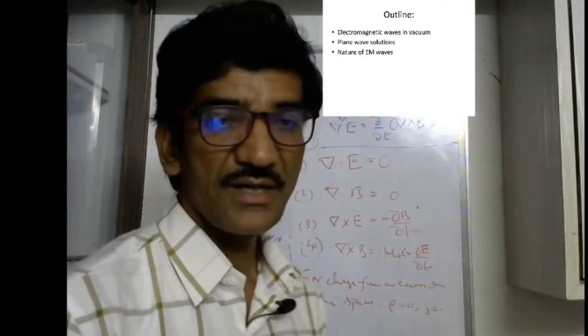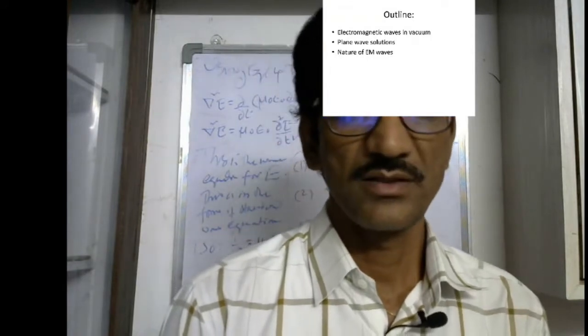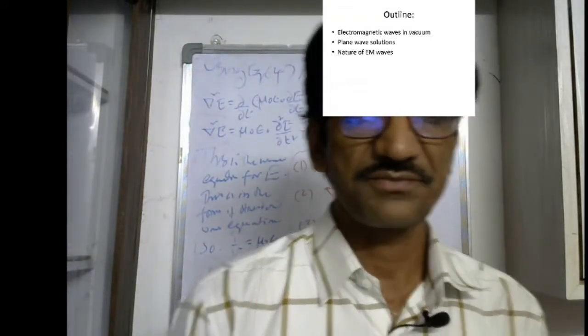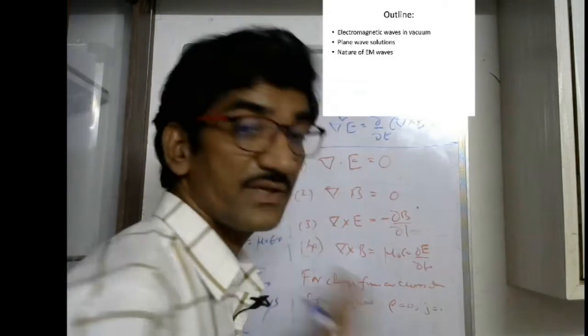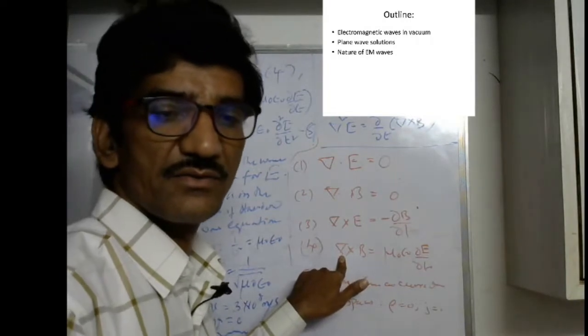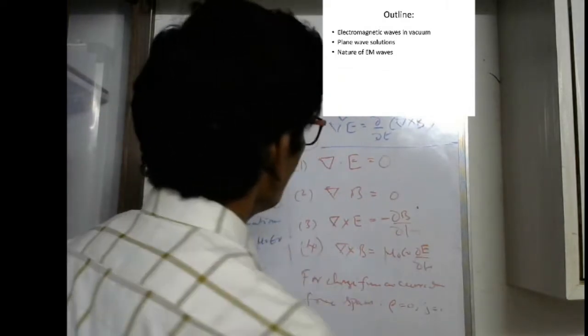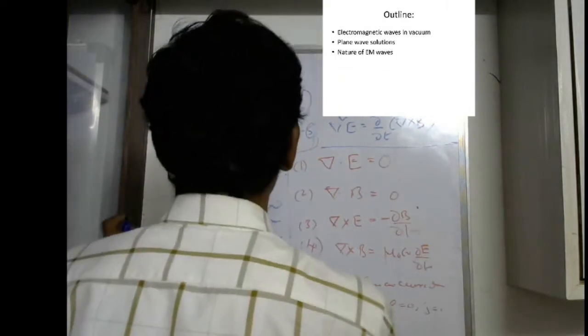Next, let us derive the similar equation for the magnetic field. For that you have to start from another equation, the fourth equation. We had the similar equation.